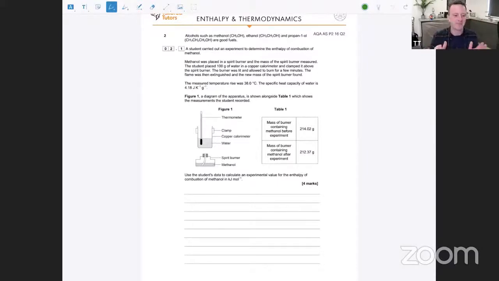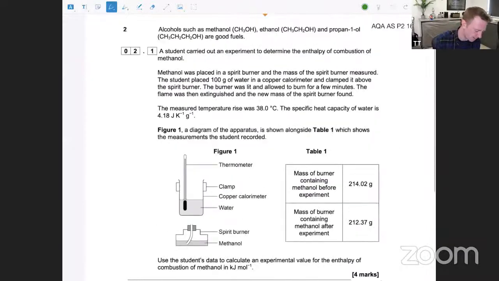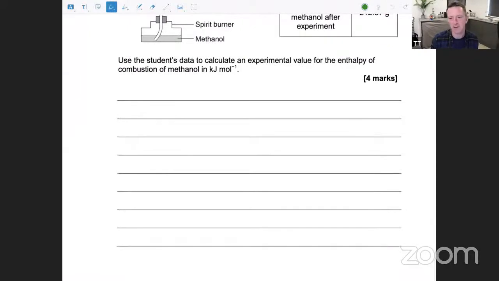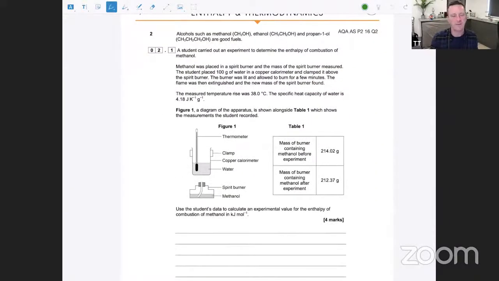So, yes, Escher. That's one thing a couple of you said: read the whole thing and understand what the student is trying to achieve. It's so important. It's tempting to just go, oh, look at this, blah blah blah. Use the student's data to calculate the experimental value. There may be something to throw a bit of a curveball at you, but just read the question carefully, okay?